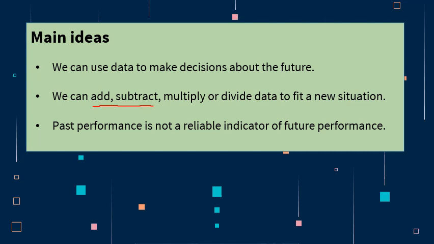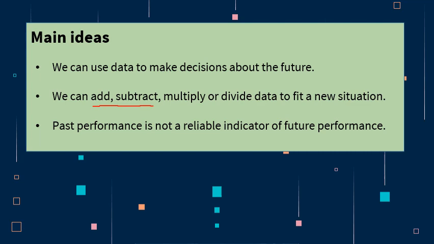But we really looked at multiplying to scale something up to make it bigger, or dividing to find, for example, a month's worth of data compared to a year's worth of data. And this line: past performance is not a reliable indicator of future performance.